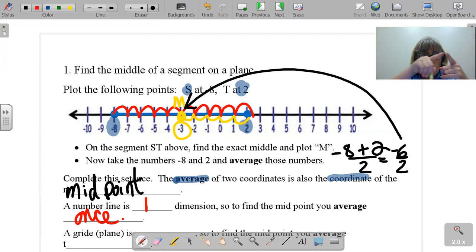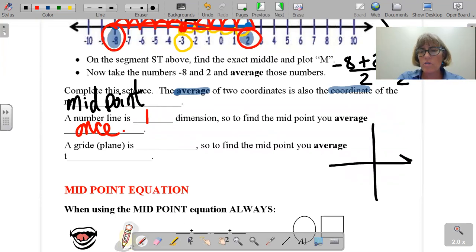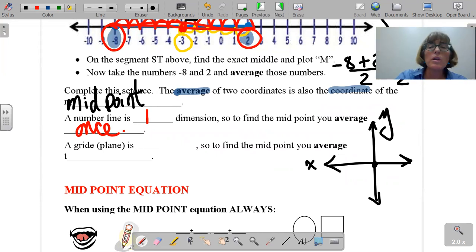Since on a number line, you're only dealing with length, you're only dealing with one dimension, therefore you only have to average one time. We averaged one time between -8 and +2, we got our midpoint, and that's because this is in the first dimension only. But on a coordinate plane, you have two dimensions. You have your horizontal and you have your vertical. So to find the midpoint of a segment on a coordinate plane, that exact middle, you have to average twice.